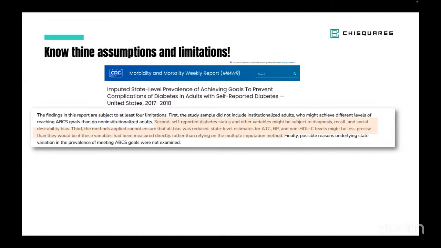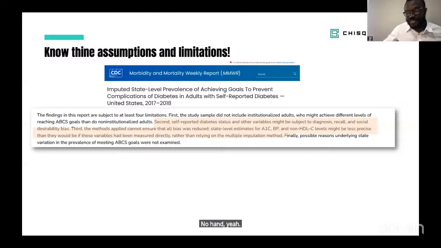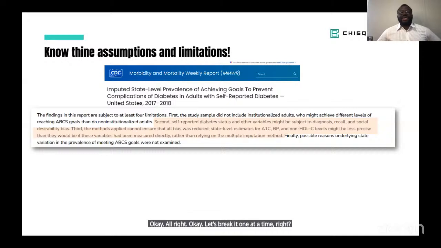No hand yet. Okay. All right. Let's break it down one at a time, right? If MAR truly exists, which is missing at random, who can give us a recap of what missing at random means? In this case, what will it mean? Again, if our outcome is self-reported diabetes and we have a bunch of variables there, missing at random is saying that what? What are we saying is occurring in the data set?